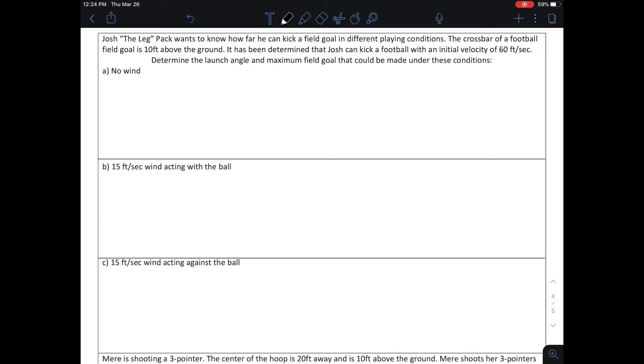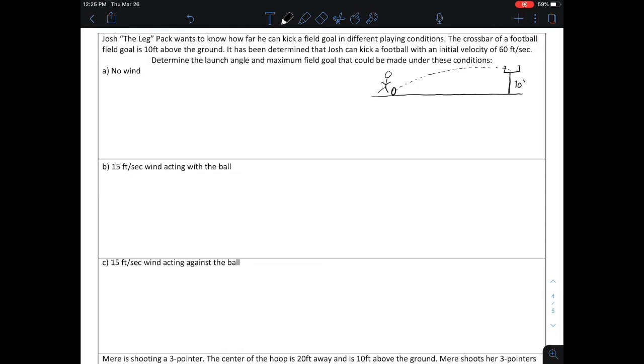Now, there's some things to keep in mind. Over here on the right-hand side, we'll have our kicker, my little stick man, and he wants to kick the field goal, and our field goal is some distance off to the side. The crossbar that it has to clear has a height of 10 feet. And he's going to kick the ball off the ground. And so we want to know how far he can kick it and clear that crossbar for different conditions.